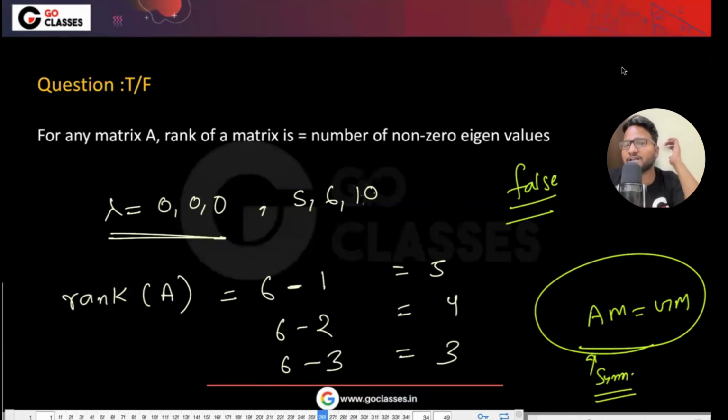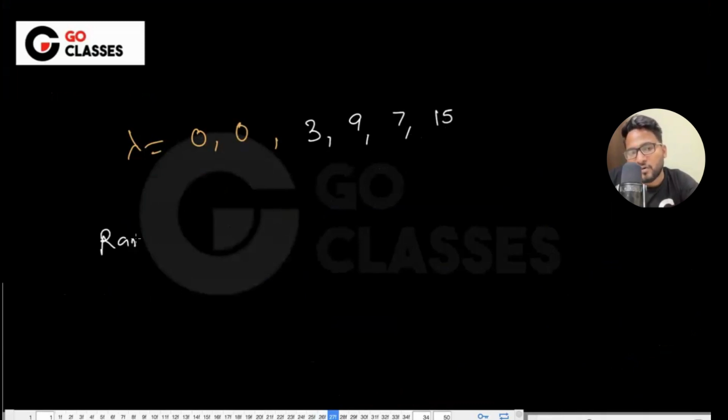So if you can guarantee that, if it is repeating 3 times, then there will be three linearly independent eigenvectors. For example, let's suppose lambda equal to 0 is repeating 2 times. And let's suppose this is 3, this is 9, this is 7, this is 8, like let's suppose 15. In that case, this is 6, right? In that case, what will be the rank of A? 6 minus 1, or maybe 6 minus 2, right? Could be 5, could be 4, right?